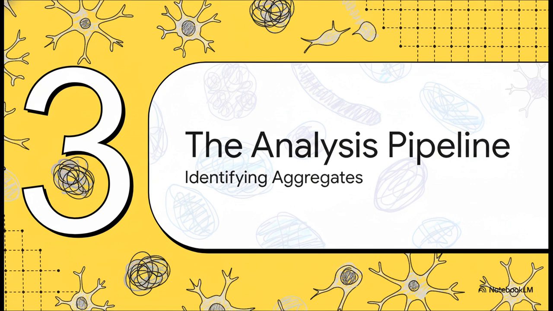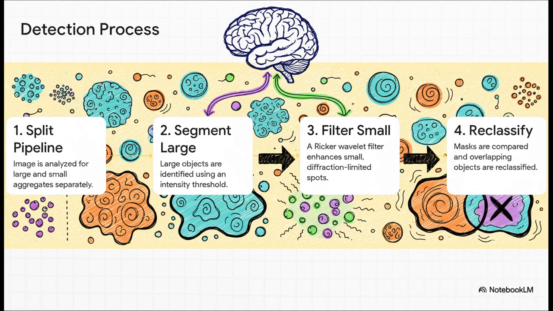The software automates the detection, classification, and quantification of all the fluorescent species, which enables a rapid and reproducible analysis of thousands of images. The pipeline applies different computational strategies depending on the feature size. So for the large microscale aggregates, it segments them using a direct intensity threshold.